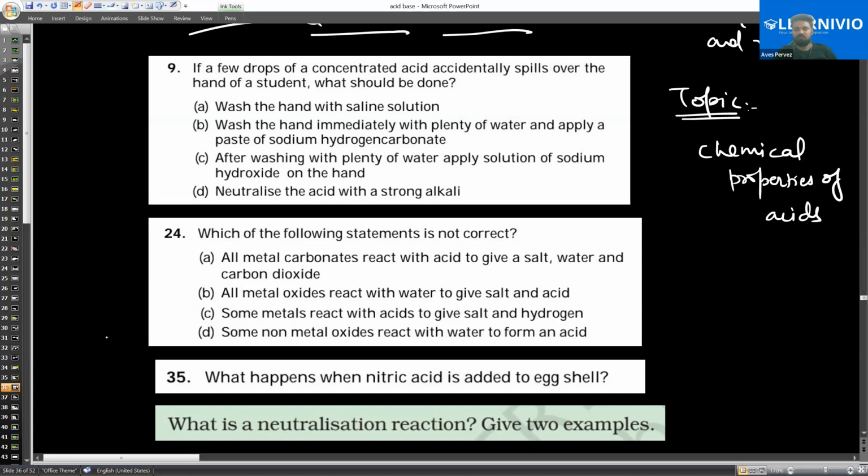So neutralize the acid with strong acid. Hmm. So D. D: neutralize the acid with strong alkali.